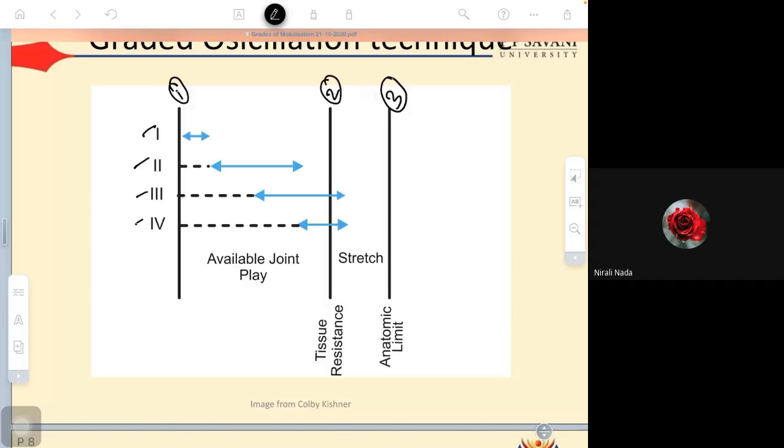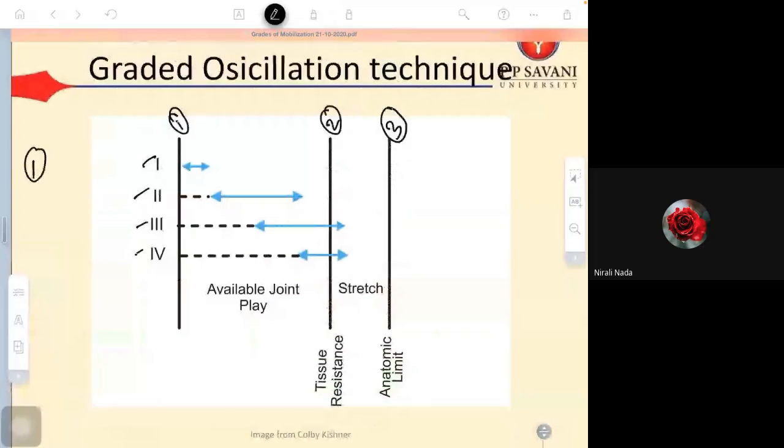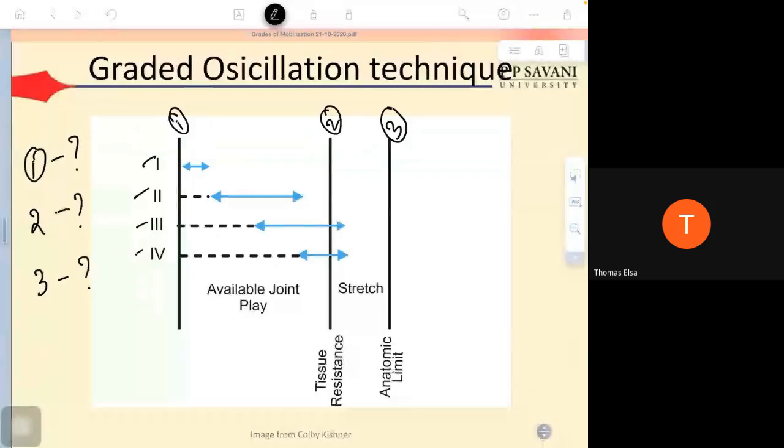Anyone can answer the question? What is 1? Can you hear? Hello? Can you hear me? Yes, sir. What is 1? What is 2? Small amplitude rhythmic. No, I am not asking grade. I am asking what this vertical line represents.